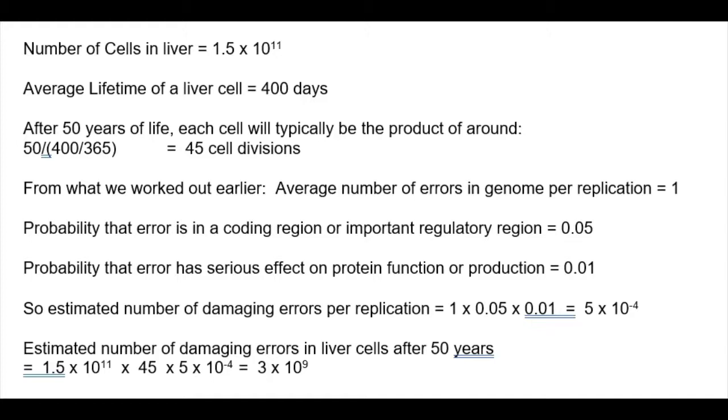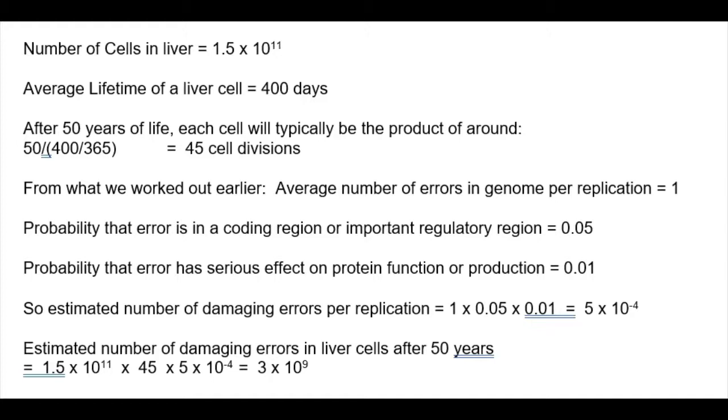So if we're going to keep the number of liver cells constant, then we can say that after 50 years of life, typically a liver cell will have gone through maybe 45 cell divisions, taking account of those numbers. Now, from what we worked out earlier, we said that every time a cell division happens, we get an average of around 1 error in the genome per cell.